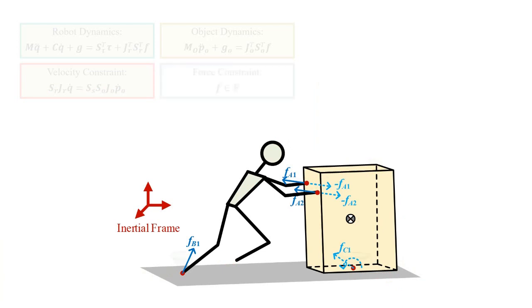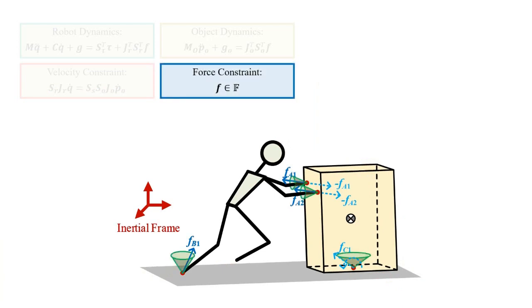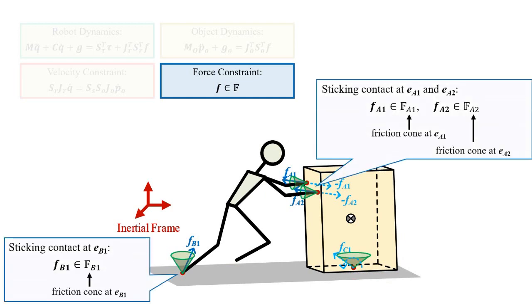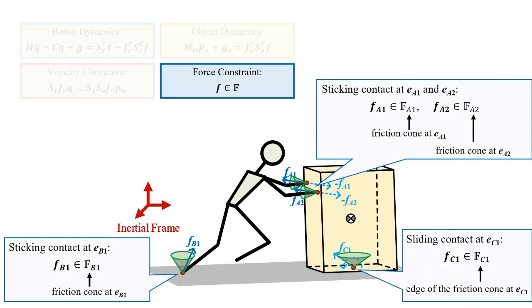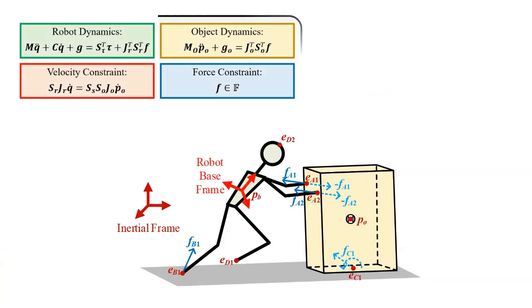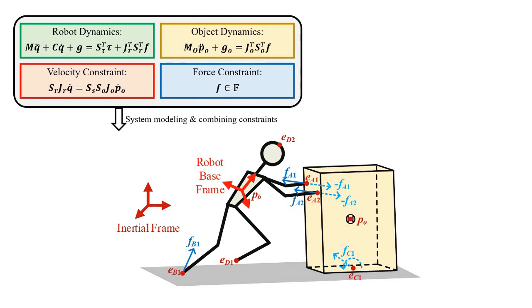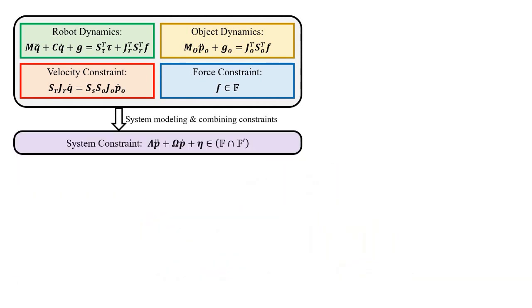We also need to set the force constraint that restricts the interactive forces. For a sticking contact, the interactive force must lie within the friction cone, while for a sliding contact, the interactive force should lie on the friction cone's edge. These four elements are combined to generate the dynamic model for the whole system and produce the constraint for system motion.